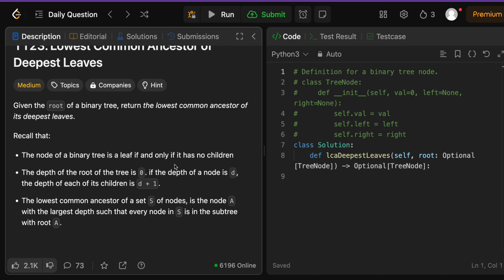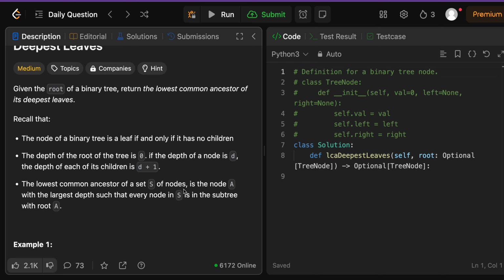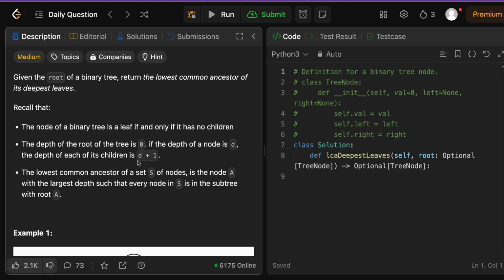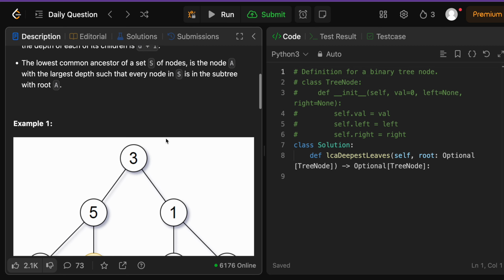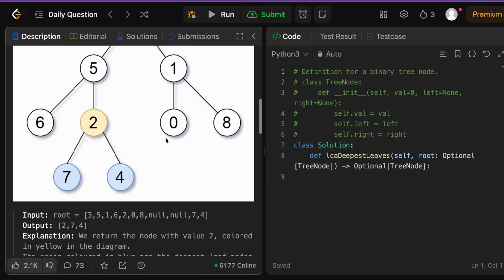subtrees or subnodes. Now the depth of the root of the tree is always going to be 0, and if the depth of the node is considered d, then the depth of each of its children would be 1 greater than that depth, to be d plus 1, because of course they're one level down. Now, the lowest common ancestor of a set S of nodes is the node A, and that node A is going to have the largest depth, such that every node in the S set of nodes is in the subtree with that root A.